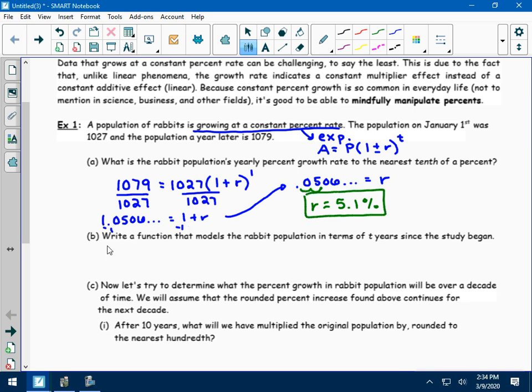Okay. Now that we know the rate, we can do part B, write a function that models the rabbit population in terms of T years since the study began. Okay, so go back to that original formula. We're going to have A equals the initial amount, 1027, times 1 plus 0.051, that R value, raised to the T. And cleaning that up a little bit, A equals 1027 times 1.051 raised to the T.